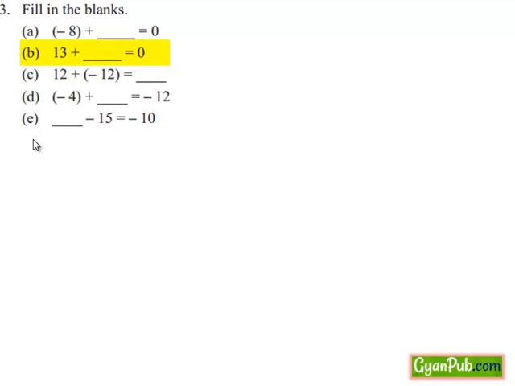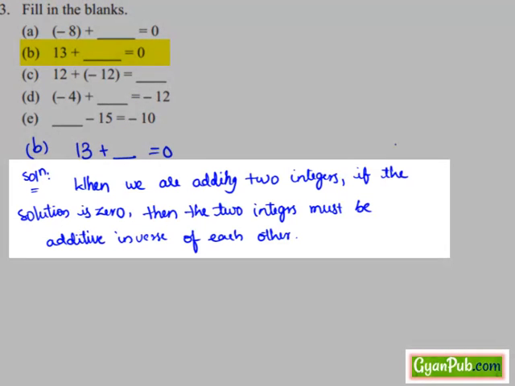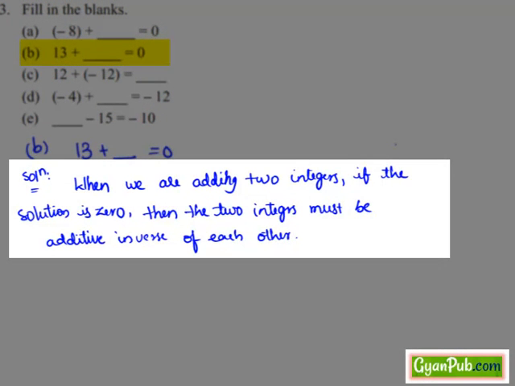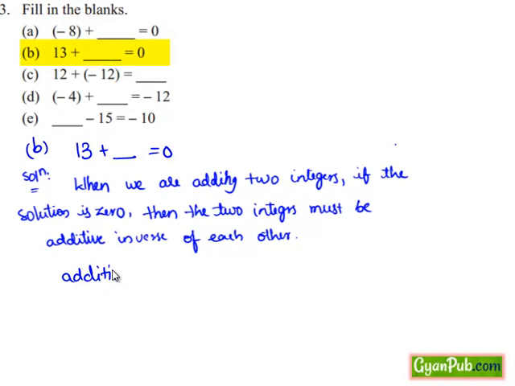Take down the B bit. 13 plus dash is equal to 0. Coming to the solution, if addition of two integers is equal to 0, we have one condition, that is, the two integers must be additive inverse of each other. Here, additive inverse of 13 is minus 13. Additive inverse of plus 13 is minus 13. So, the blank should be filled with the integer minus 13. Minus 13 is the solution.